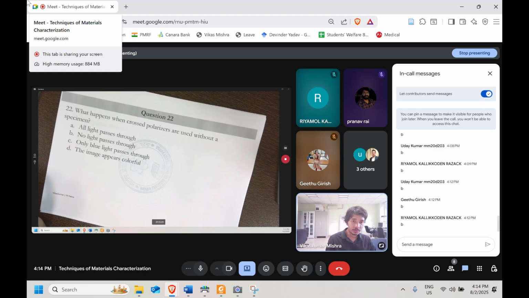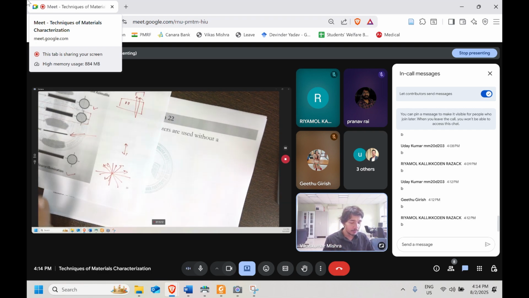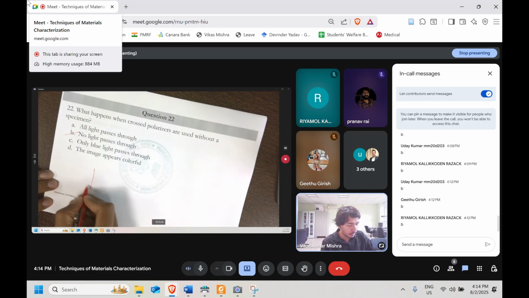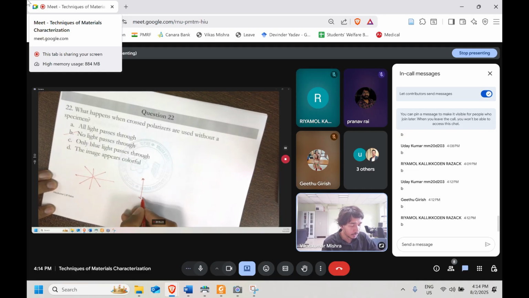No light passes through. The answer is B, right? No light will pass through. See, initially our first polarizer, we had these rays in different directions. The first one told that, okay, I will only allow this one.